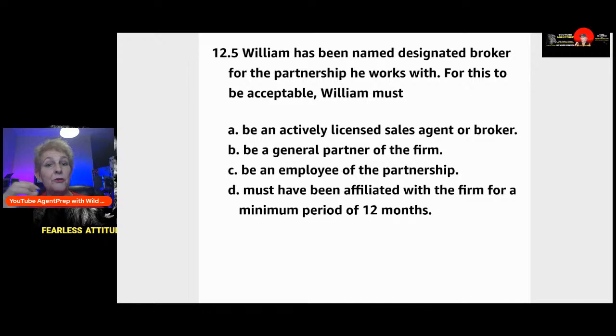Then there's a universal agent, and that's when an owner also gives them a power of attorney, so that they can encumber the property, get loans, get liens, and make decisions without talking to the owner. So that's a universal agent. Every level of agent has a different responsibility and requirements.